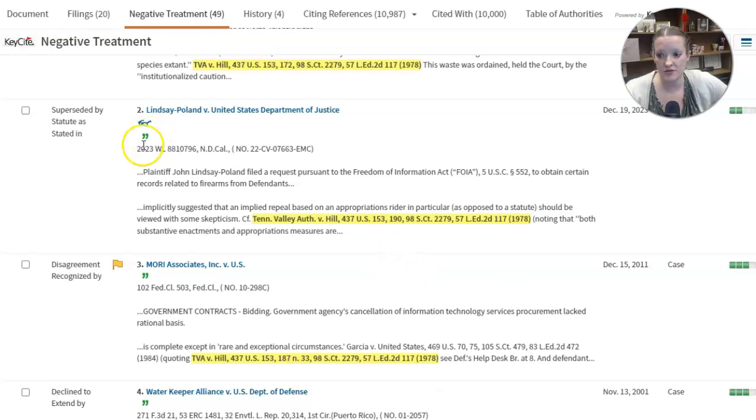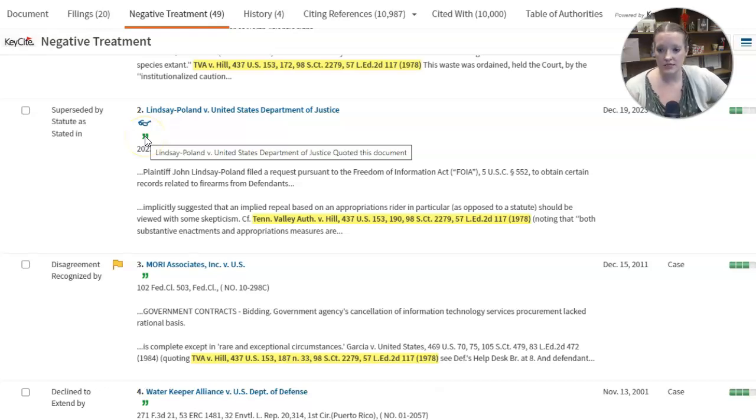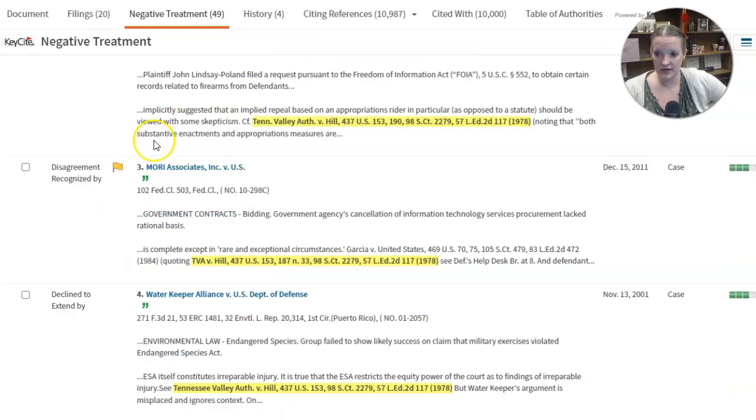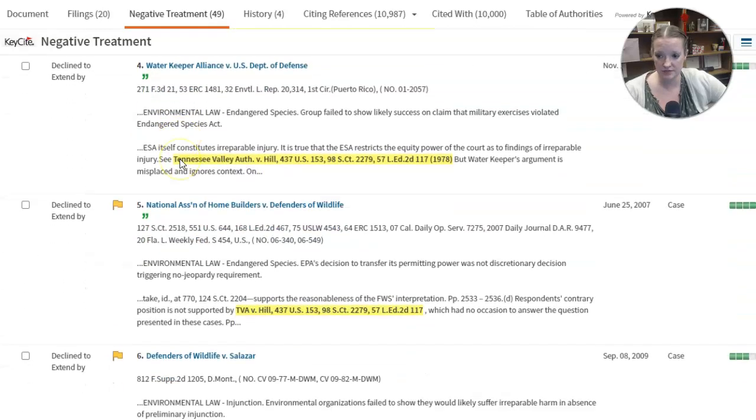If you look to and find this green quotation, you can see I've hovered over it and it's highlighting that this case quoted our case, right? And then it points us to where that happened. So that is what the green quotation signals.